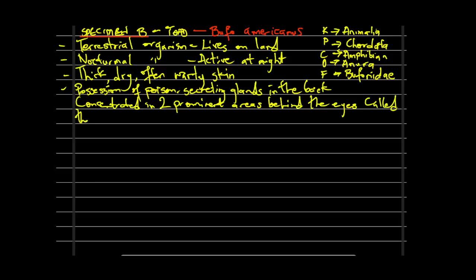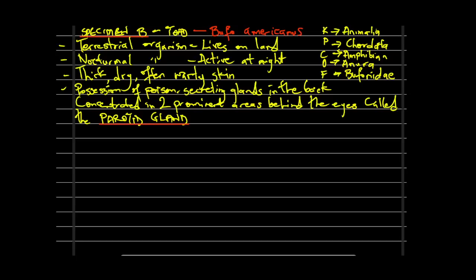The parotid gland. That is what that part is called, the parotid gland. So we should know what it is and what its function is. It's very, very important. It is secreted when the toad is molested or threatened. That is when we find this parotid gland emitting the substance.